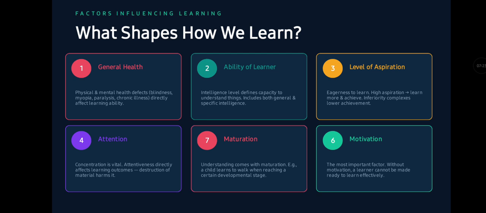Fifth, maturation. Understanding comes with maturation. Example, a child learns to walk when reaching a certain developmental stage. Sixth, motivation, the most important factor. Without motivation, a learner cannot be made ready to learn effectively.